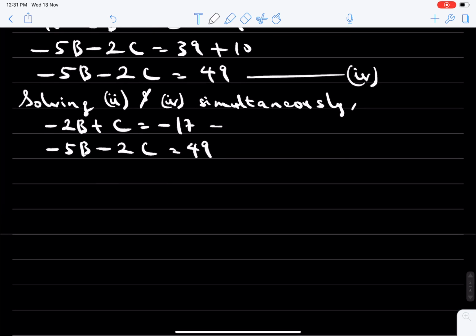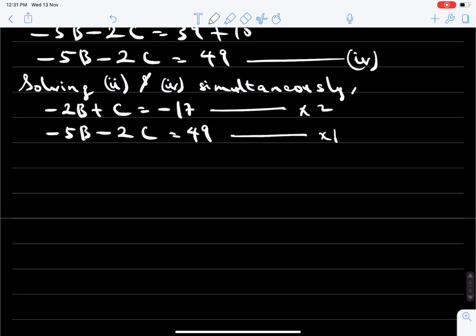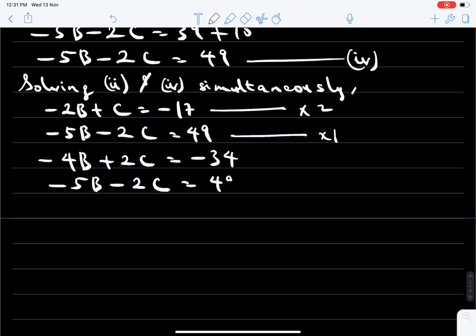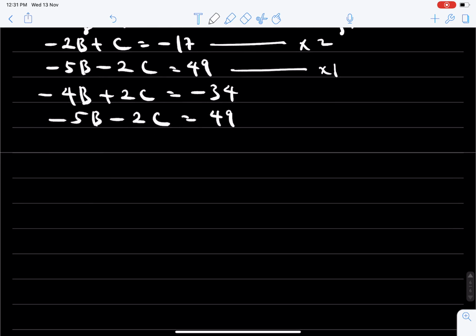So what do we do? Let me multiply equation 2 by 2 and equation 4 by 1, just to eliminate c. That means minus 4b plus 2c equals minus 34. And this remains minus 5b minus 2c equals 49. So to eliminate c, I need to add equation 4 to equation 2.